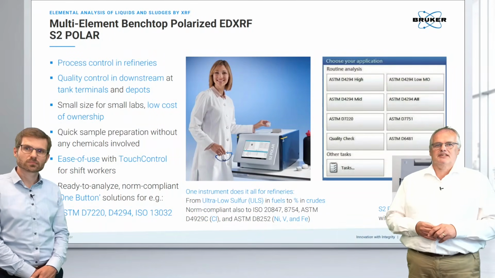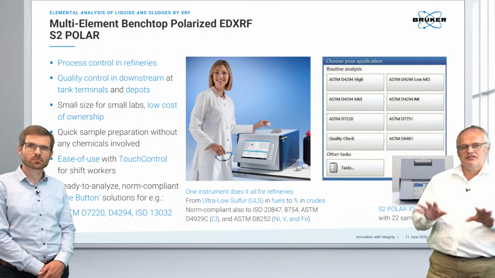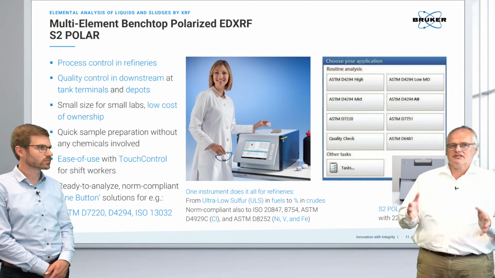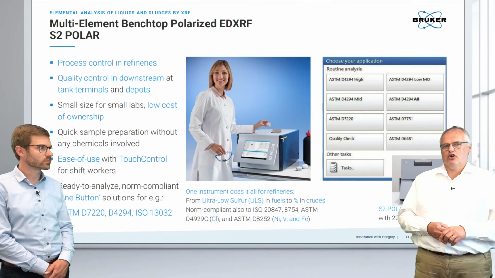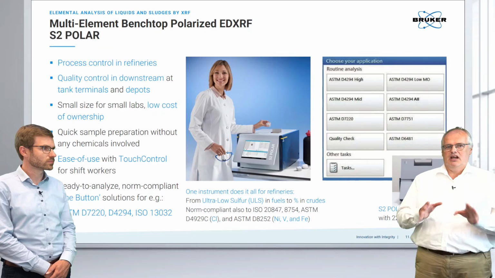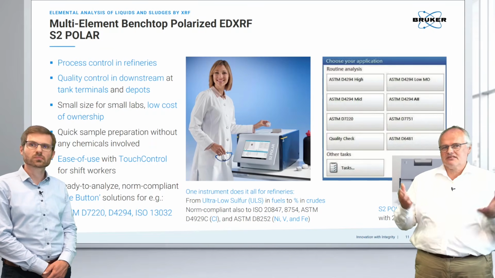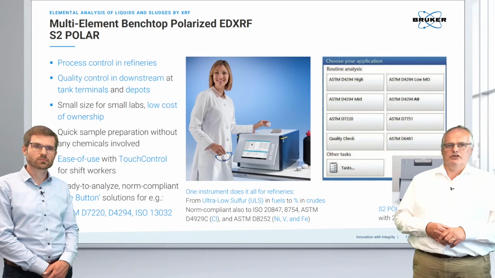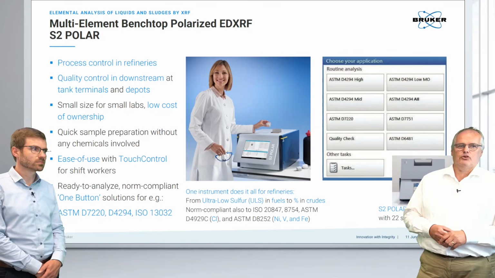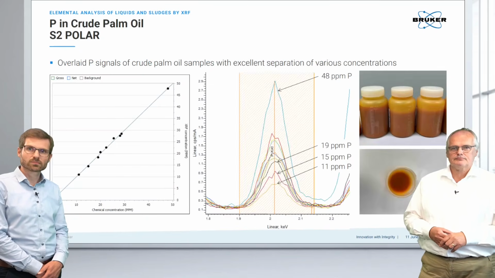Here we are using the S2 Polar since we want to look at lower ppm levels. That's a pretty small instrument. It has a specific optic which enhances phosphorus and sulfur and gives them a better detection limit, and it's a pretty low cost of ownership. And with its inbuilt touchscreen, it's simple to operate for process workers.